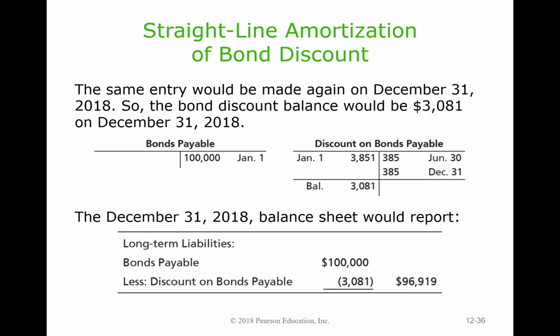So we do the same entry each time we do this, and then if you'll notice here, our discount is decreasing. So the carrying amount on the bond increases, and at a point where we get to the last payment, the last interest payment on the bond, we'll see the bonds payable amount and the carrying amount will equal.